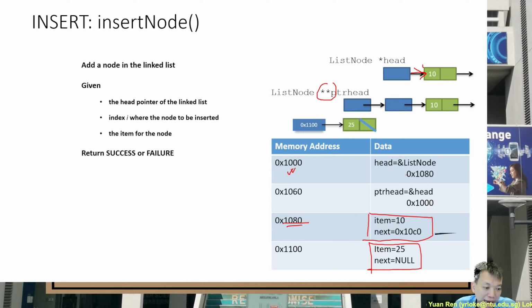So when I pass from the main function, I need to pass another pointer, which is a pointer to a pointer. I need to pass this one because this one contains the memory address where you store the head pointer.